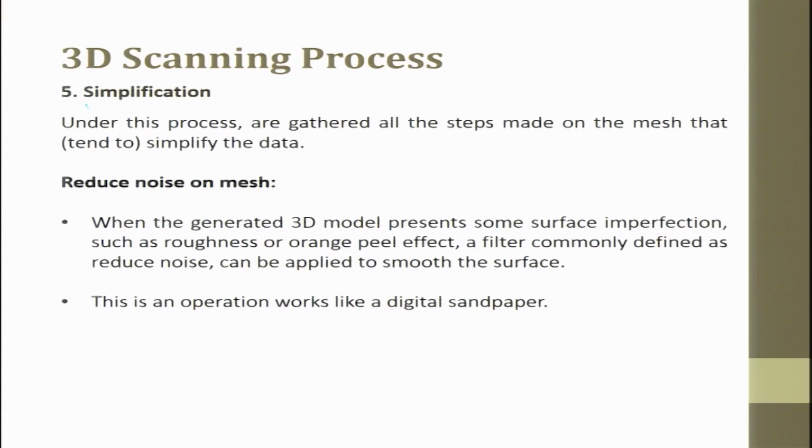And the last one is simplification. Under this process, all the steps made on the mesh that simplify the data are gathered. So, here, noise reduction on mesh: when the generated 3D model presents some surface imperfections such as roughness or orange peel effect, a filter commonly defined as noise reduction can be applied to smoothen the surface, that is simplification. This operation works like a digital sandpaper. So, you try to finish it up.